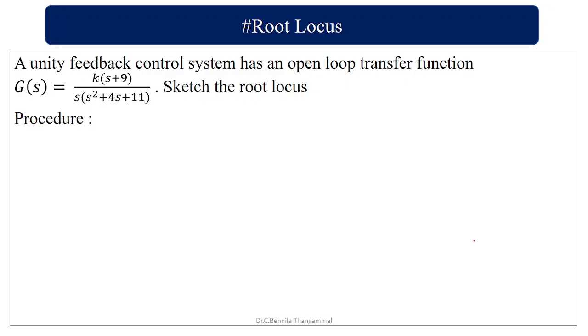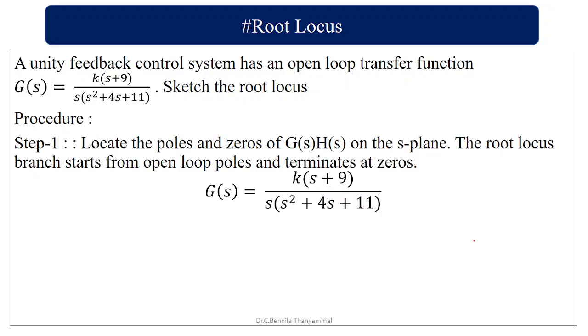Sketch the root locus. So the procedure is, step 1 is to locate the poles and zeros of G(s)H(s) on the s plane. Here H(s) is 1 because of the unity feedback system, so G(s) is equal to this one. If you equate the polynomial of the numerator to 0, the roots will give you the zeros. The polynomial of the denominator is equated to 0 and the roots will give the poles.